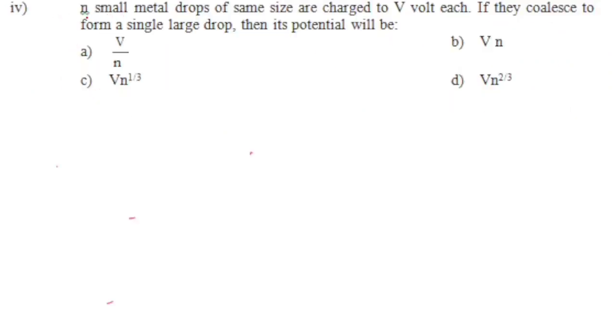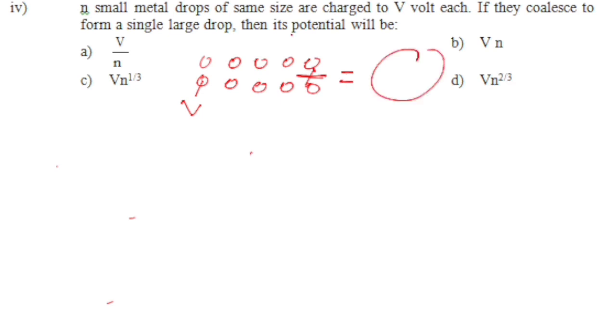Question is, n small metal drops of same size are charged to V volt each. There are n number of metal drops right now, each having potential V volt. If they coalesce to form a single big drop, now its potential will be here. Each small metal drop has potential V. It means n number of metal drops have potential nV. Now you have to find the potential of this bigger metal drop. Let it be V dash.